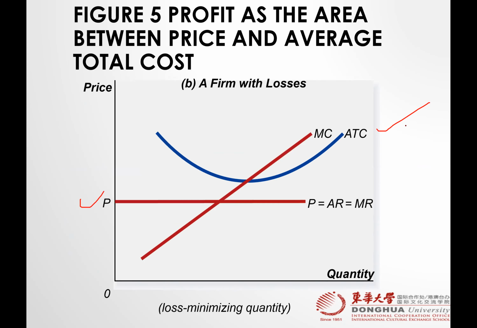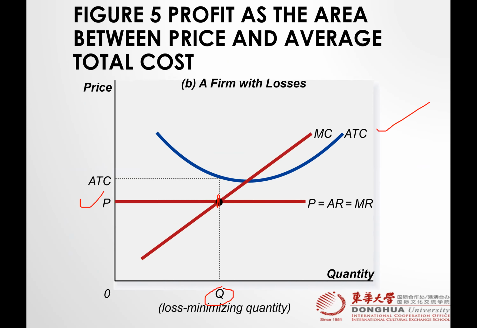This is the price. So where we need to produce, that's tricky. Where MC is equal to MR. So MC is equal to MR here, which tells you the Q max quantity, right?